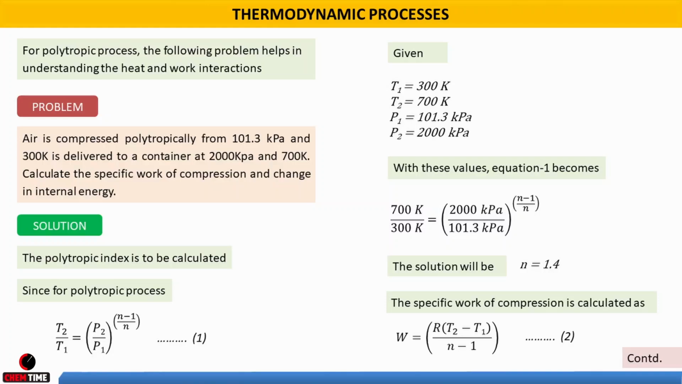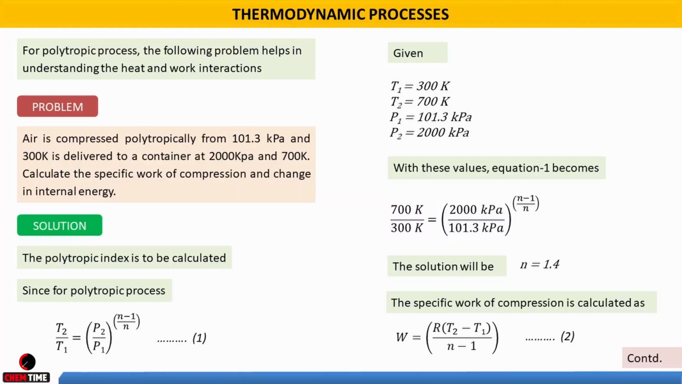The equations for polytropic compression and adiabatic compression remain the same. The only difference is that in polytropic compression, n comes into the picture, and in adiabatic compression, gamma comes into the picture. For polytropic compression, T2 by T1 is equal to (P2 by P1) to the power (n minus 1) by n, where T2 is the temperature after compression, T1 is the temperature before compression, P2 is the pressure after compression, and P1 is the pressure before compression.